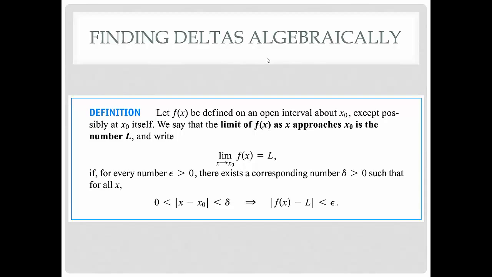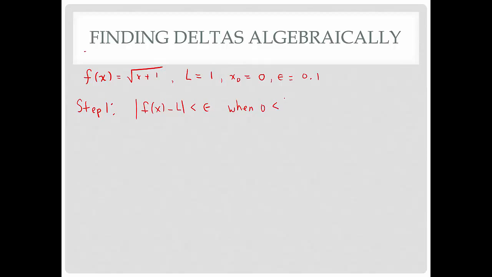Let's find the deltas algebraically with this precise definition of a limit. So I'm going to give you a function f of x equals the square root of x plus 1, where my limit equals 1. My x naught, my input, I'm going to end up centering this around is 0. And my error, my epsilon, is 0.1. So by the definition, if we do this in 2 steps, the first step is my absolute value of f of x minus my limit less than epsilon. This is going to be when I keep my delta centered around this x naught. And we'll get to that part.